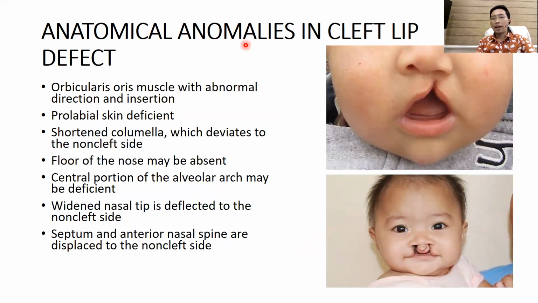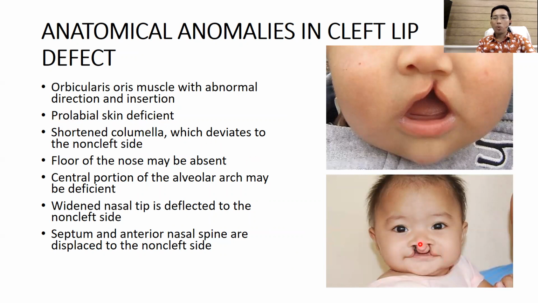Let's go to the anatomical anomalies in the cleft lip defect. So let's go to the orbicularis oris muscle. It is actually a muscle here in your lip, with abnormal direction and insertion because of the discontinuity of the lip. So they have this abnormal insertion, sometimes into the nasal spine and the nasal sill.